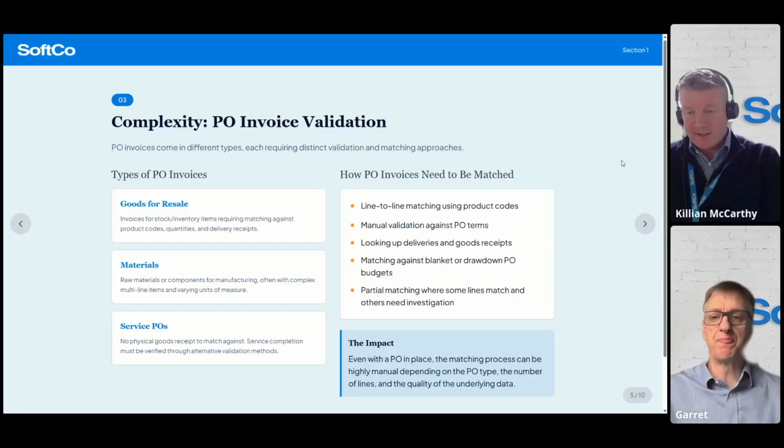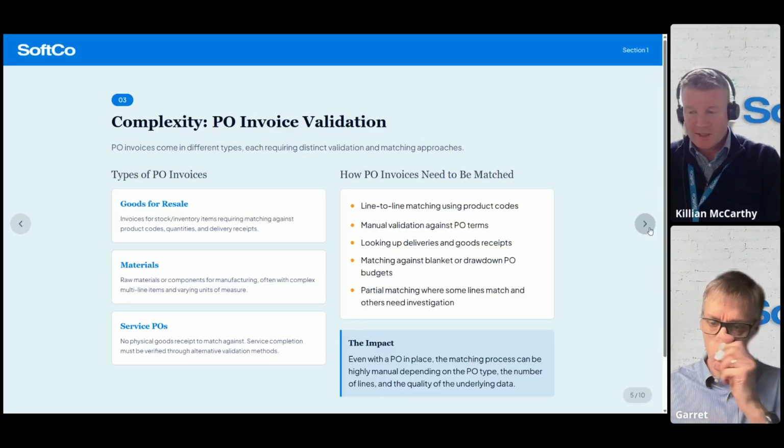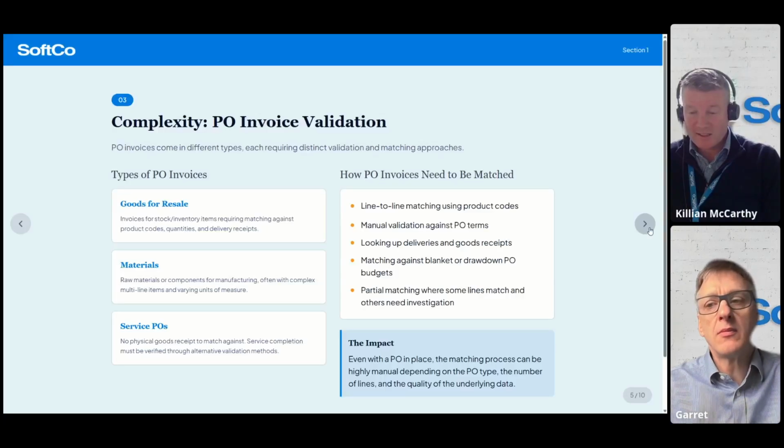Yeah, and that's a huge inhibitor to automation, because when you ask people what percentage of their invoices have POs, they often give you a very high number, like 70, 80%. But when you actually drill into it, it might be 40, 50% with 30% retrospective. And that's a huge inhibitor to automation because we can't match against the PO.